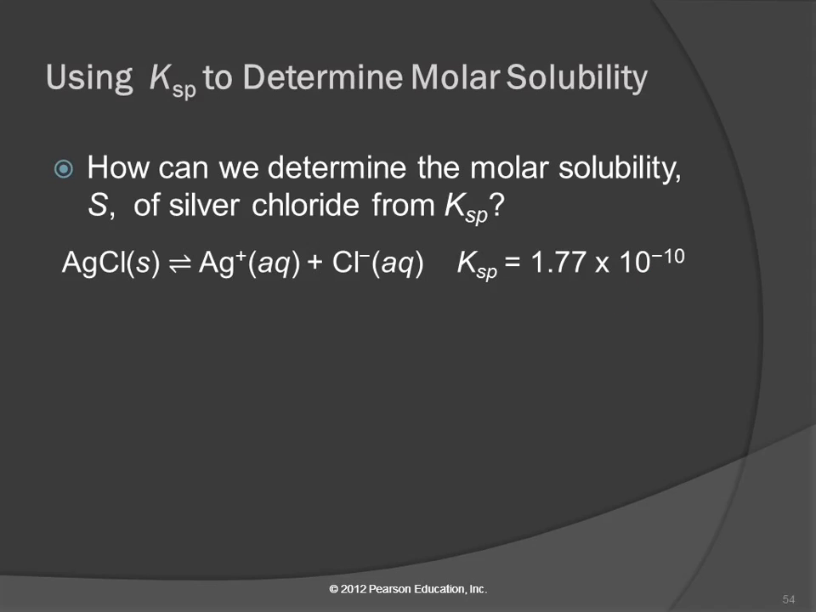Is silver chloride insoluble or soluble? Is a lot of it going to dissolve? No. We would consider it to be insoluble if we had to choose between soluble and insoluble, because the KSP is very small. Let's write the expression for KSP. We already have the chemical reaction. So KSP equals the concentrations of the products, Ag plus and Cl minus. There are no coefficients, and so we have no exponents.